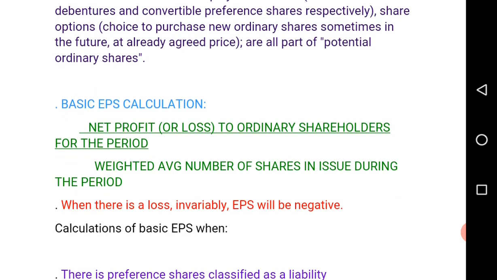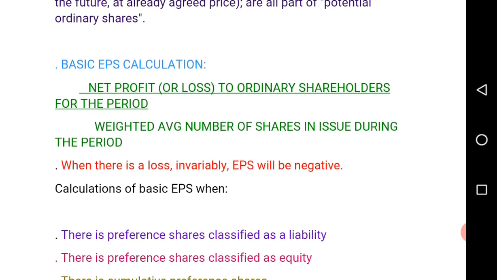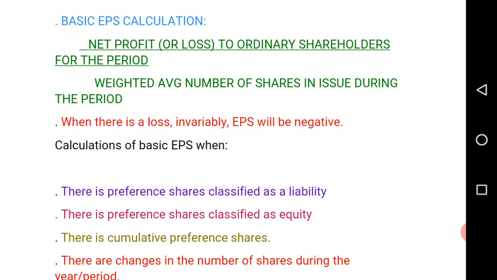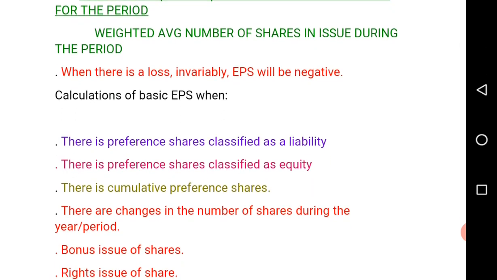There is a weighted average number of shares because during the year the number of shares in issue could change, the company could issue new shares, so we'd have to get the weighted average for that. But when there is no change in shares, it remains the same. And it says here, when there is a loss, invariably EPS will be negative. When there is a negative numerator, a loss rather than profit, EPS will be negative automatically. Now the set of calculations of basic EPS, we'll be taking care of each one of these.